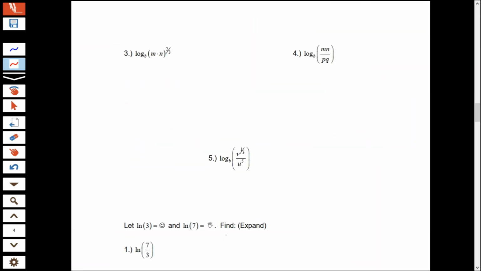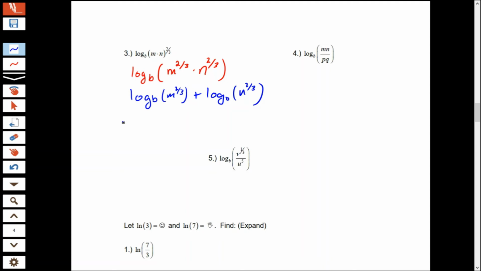All right? So now, number 3. This is log base b of m to the 2/3 times n to the 2/3. I just distributed that exponent. Now we can expand log base b of m to the 2/3 plus log base b of n to the 2/3. And then finally we can drop the exponents down as coefficients. 2/3 log base b of m plus 2/3 log base b of n.